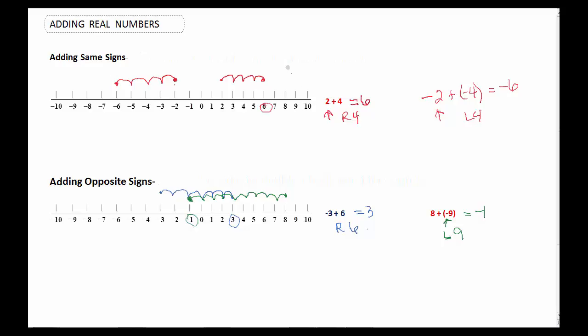So if you look at that, we had 2 plus 4 and it was equal to a positive 6. And we had negative 2 plus negative 4 and it's equal to negative 6. So we could just say when you add numbers with the same sign, if we just wanted to do the arithmetic without a number line, we would say that you just add the numbers and then assign the sign.